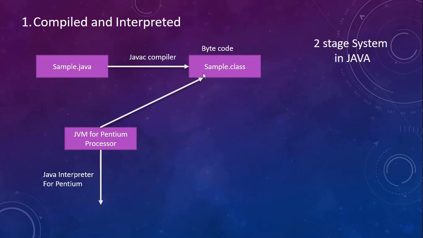What will the Java interpreter do? The Java interpreter will now interpret this particular bytecode instruction into the machine code for the Pentium machine, right? And that is how a sample.java program that is written on a computer of different configuration can now run correctly on a machine with a Pentium processor.